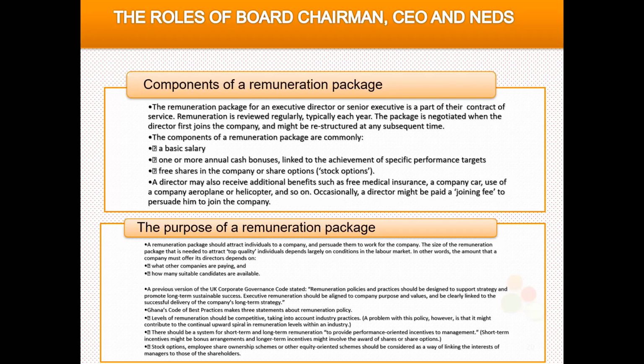What is the purpose of a remuneration package? A remuneration package should attract individuals to a company and persuade them to work for the company. The size of the remuneration package that is needed to attract top quality individuals depends largely on conditions in the labor market. So the purpose of the remuneration package is to incentivize.